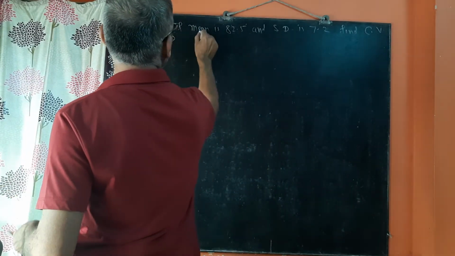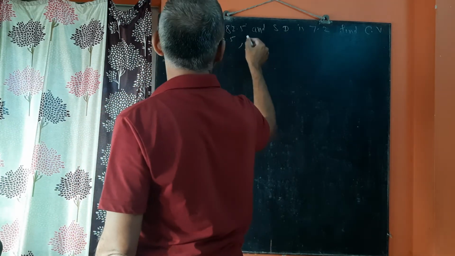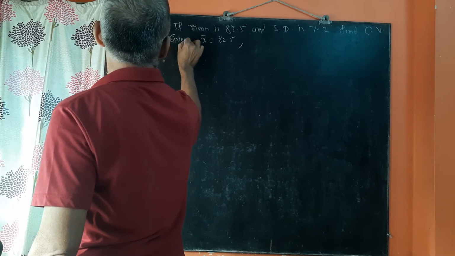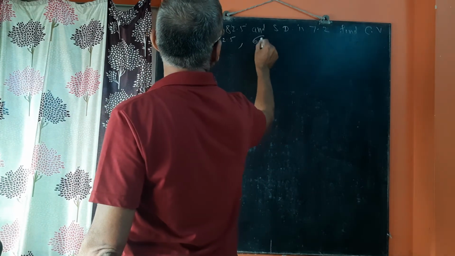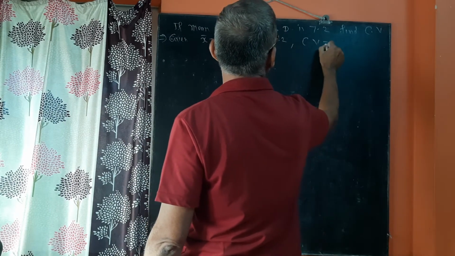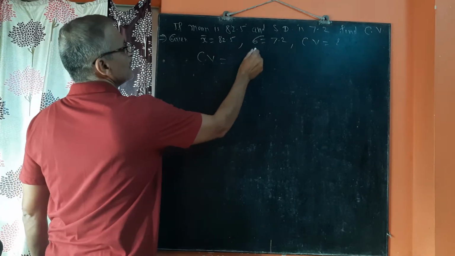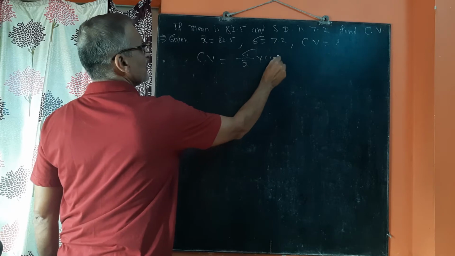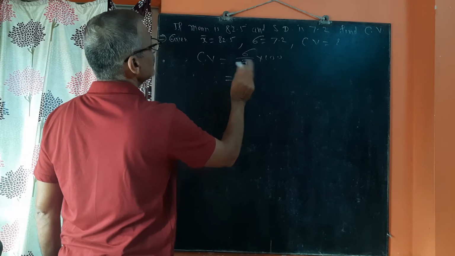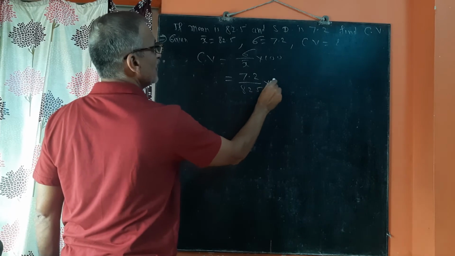So what is given? Mean is given. Mean means x bar equals 82.5. Standard deviation is given. That means sigma equals 7.2. What we have to find? CV we have to find. So it's a very simple problem. CV equals sigma upon x bar into 100. Substituting the values, we get sigma means 7.2 divided by x bar means 82.5 into 100.